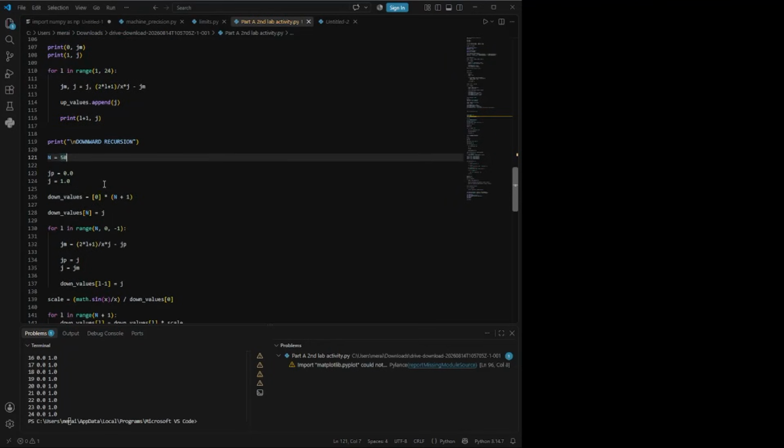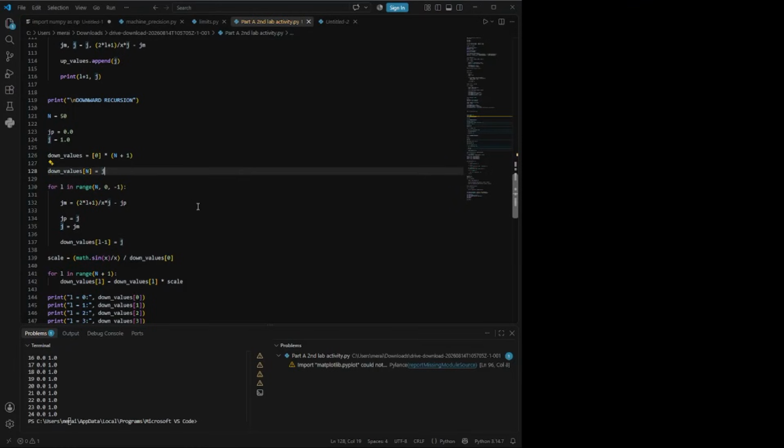Then my down values at n and n plus 1 are set, and n equals j. Then I use a for loop that decreases L from 50, which is my 50th n, to 1. I use the same recurrence relation, but now I am moving downward instead of upward. After reaching L equals 0, I normalize the values using the known value of j.